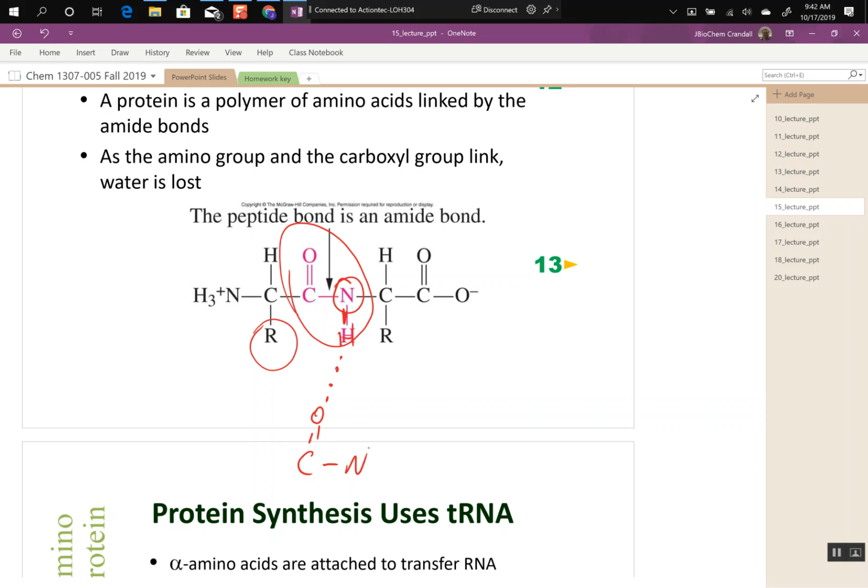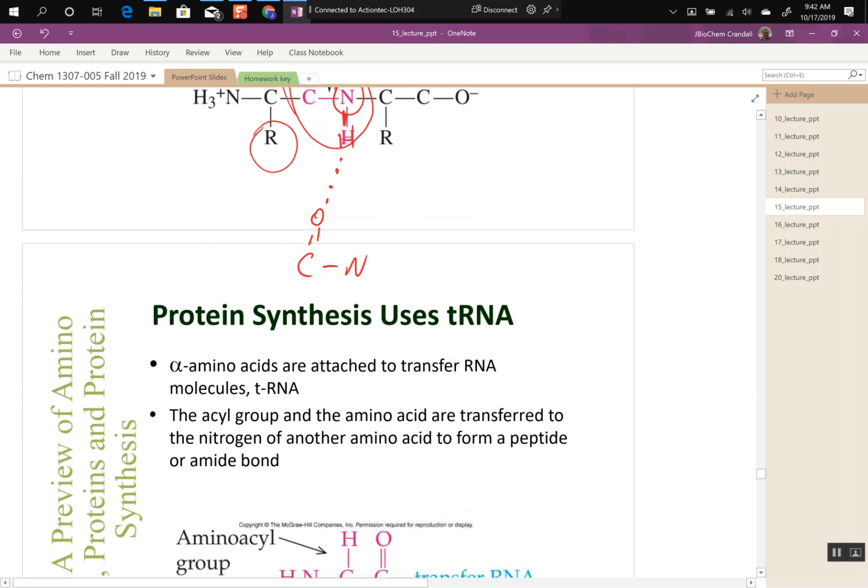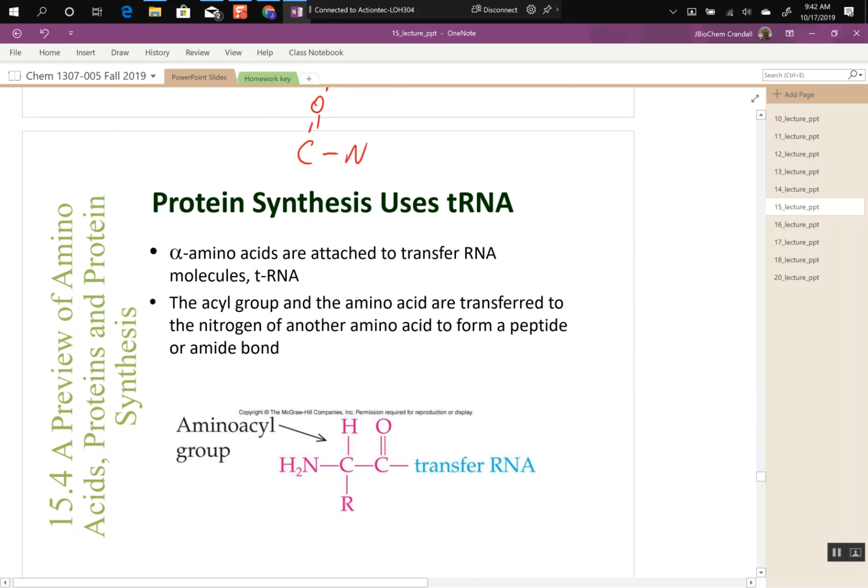Okay? And also beta pleated sheets. You're going to see the same thing. These amides, the hydrogen bonding is holding together the sheet as it's going back and forth into a sheet. It will hold it together. Okay? All right. So protein synthesis uses tRNAs.